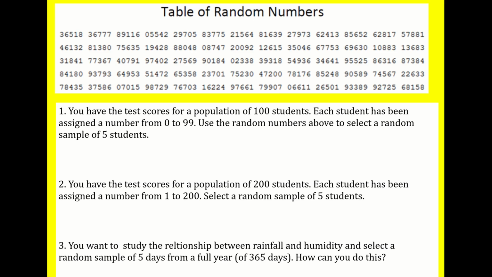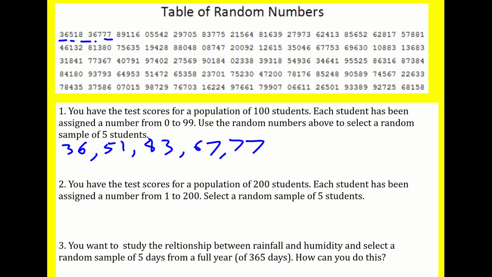Well, what we can do is just take the first 2 numbers to get my first person. So this would be number 36. We'd look at their test scores in more detail. The second person would be 51. The next person would be 83, then 67, and 77. And I've generated my random sample.